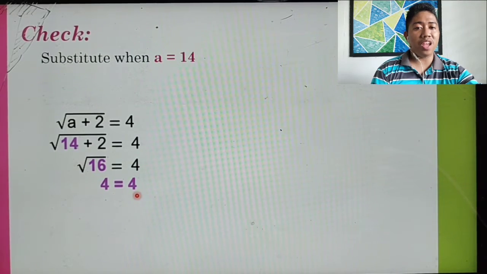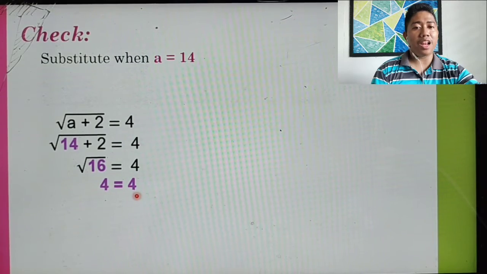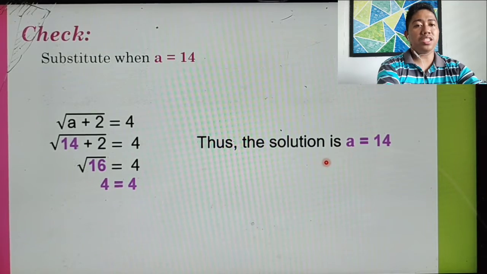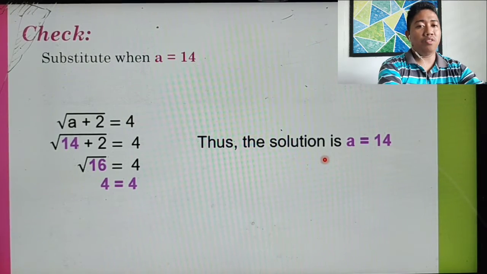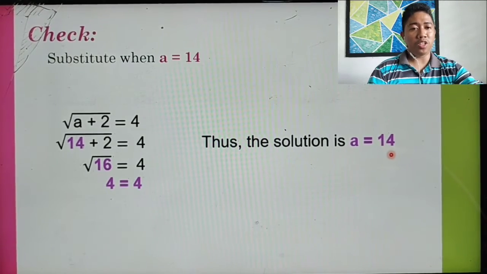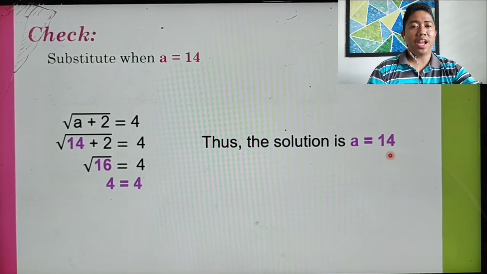So both sides of the equation are the same, and it is true for the value of a. And that is the only solution, which is a is equal to 14. And that is the final answer to the given equation, or the solution. So let's move on to our next illustrative example.